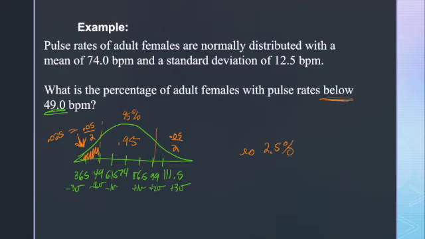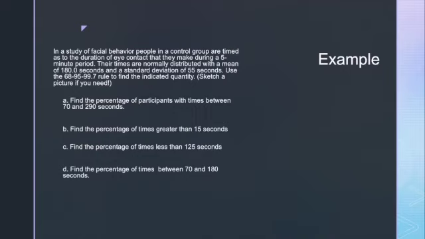So 2.5% of females have a pulse rate below 49 beats per minute, right? And that would be an unusual result, right? Because it's more than 2 standard deviations below the mean, so it has a small likelihood to occur.